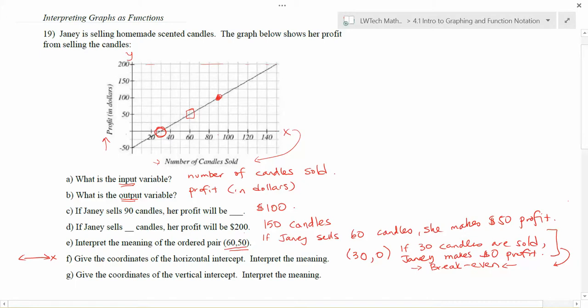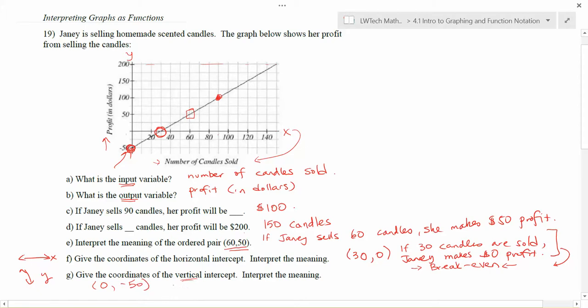The last problem here asks us to give the coordinates of the vertical intercept. And again, remember, vertical means up and down, which means this time we're looking at the y-axis. So here's our y-axis. The intercept is where it crosses. And so this time we're looking at this point right here. If we are giving the coordinates, it's going to be 0 left and right. And the y-coordinate value is down at -50.